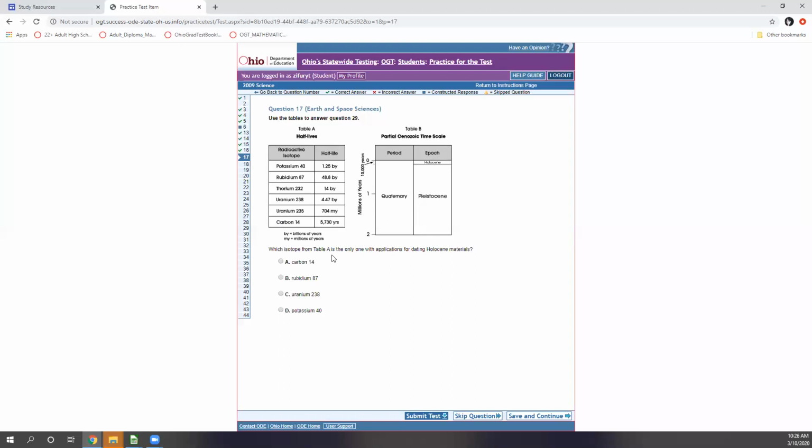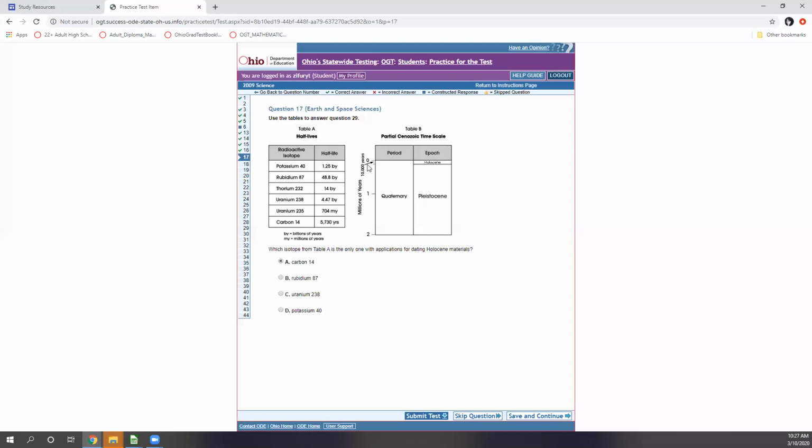So which isotope from table A is the only one with applications for dating Holocene materials? Well, it's carbon 14. It's the only thing that's dated in years. So it's the only thing that makes any sense that can date something that's 10,000 years old, right? Remember, this is its half-life. So halfway, this is at 5,000.